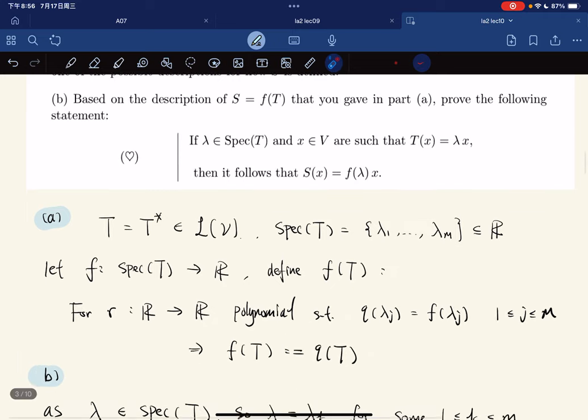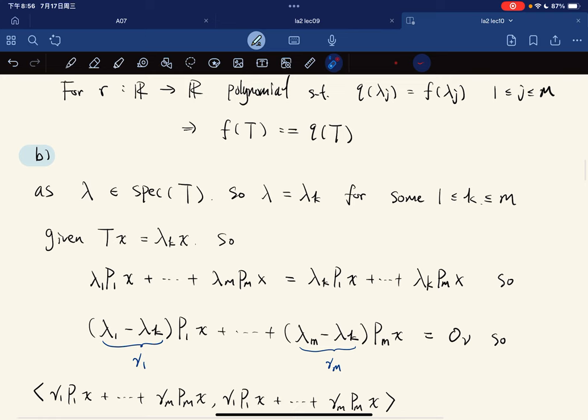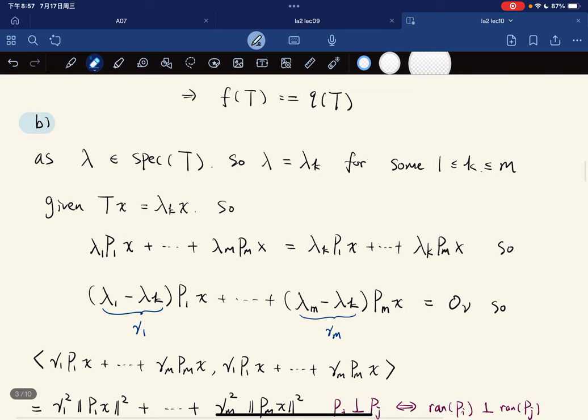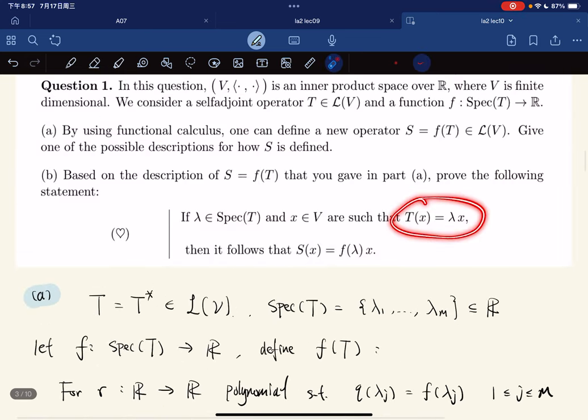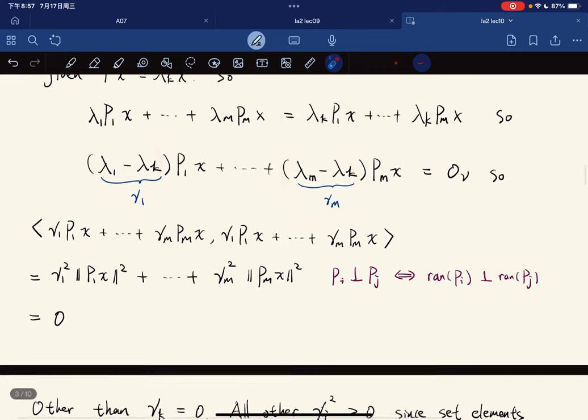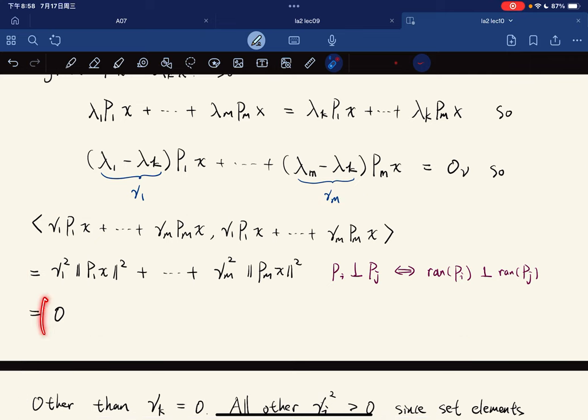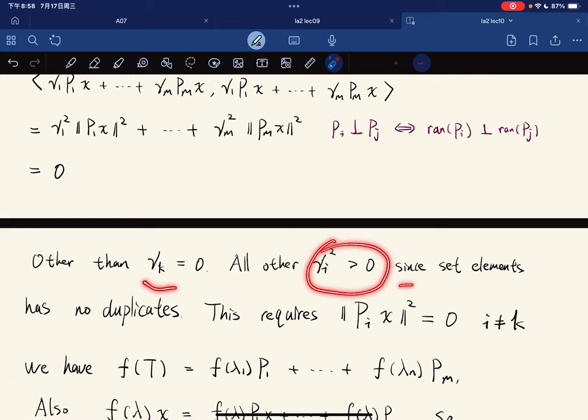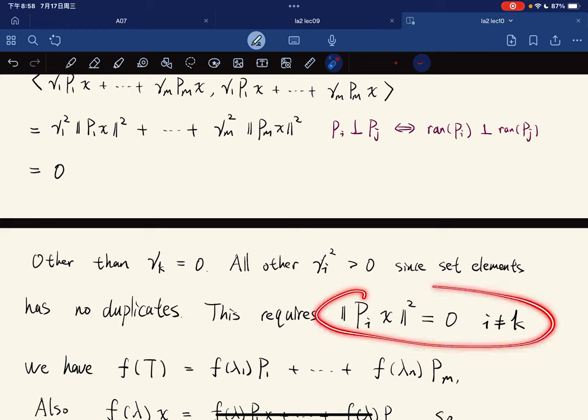Okay, so to show this, first, because lambda is in the spectrum, lambda must be equal to lambda k for some k. So we're given this. Then this is the definition of T, and this is lambda k times the identity mapping. We move it there, regroup them, and take the norm squared. The norm squared gives you zero, which means that other than the gamma k term, everything else is positive because they're distinct. So this really requires this.